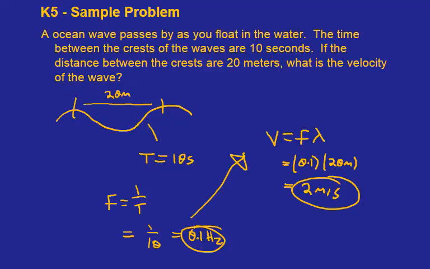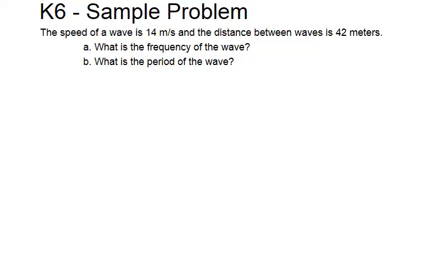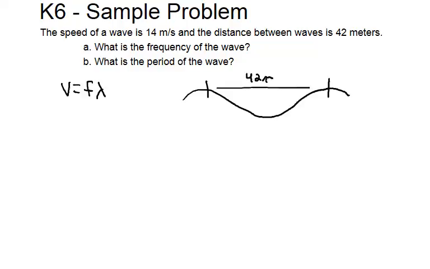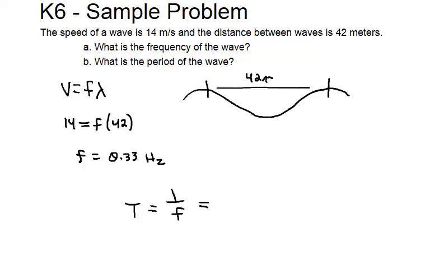All right, so we should get 2 meters per second for this wave. 0.1 hertz is the frequency. All right, once you try this one as well, the speed of the wave is 14 meters per second. The distance between the waves is 42 meters, and we want to find the frequency and the period. So go ahead and pause the clip and give it a try, and when you're ready to check, you can hit play. All right, so we should get 0.33 hertz for this, and therefore the period is 3 seconds. So it would take 3 seconds for each corresponding wave to come by.